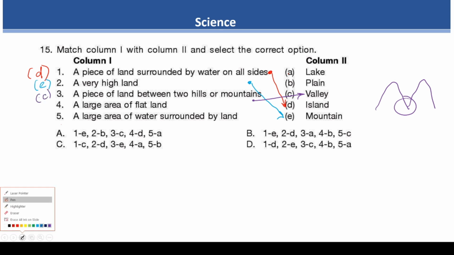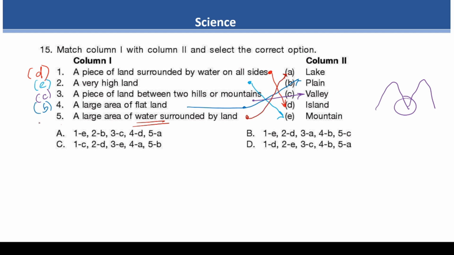Let's do the fourth one. It says a large area of flat land. Flat land is what? Well, it is a plain. So my 4 is B. And finally, E says a large area of water surrounded by land, and the only water body here is lake. So this is A. So we have 1D, 2E, 3C, 4B and A, which is option D.